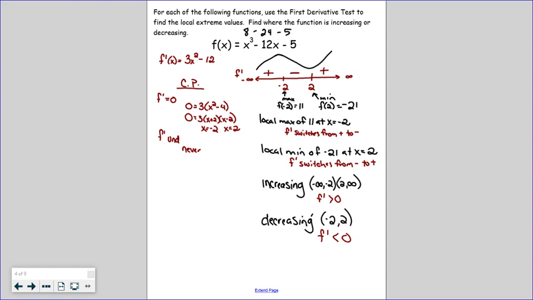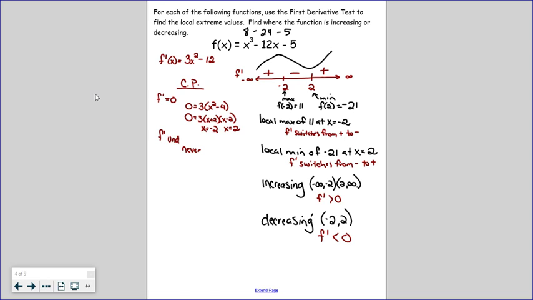A picture will never be a justification. A sign chart will not be a justification. I have to interpret. I have to actually say things from that to justify my answer. So you can't just say because of the sign chart. Not enough. Okay, is that making sense? All right.